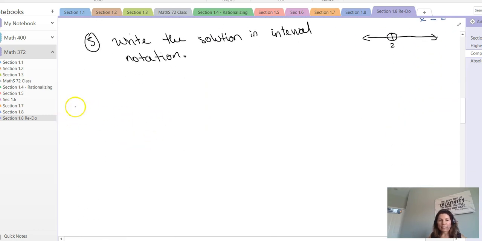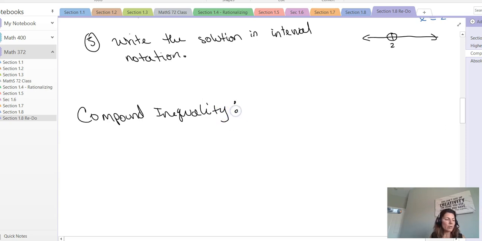The other thing you will see in this section are compound inequalities. So what is a compound inequality? A compound inequality is something like, say I want you to solve -3 less than or equal to 3x plus 7 less than 1/2. And I want you to solve for x.